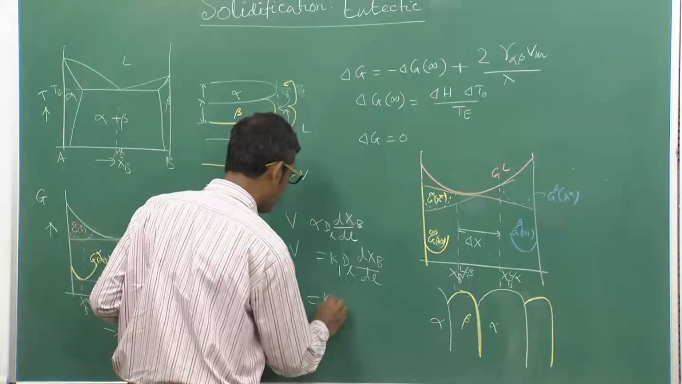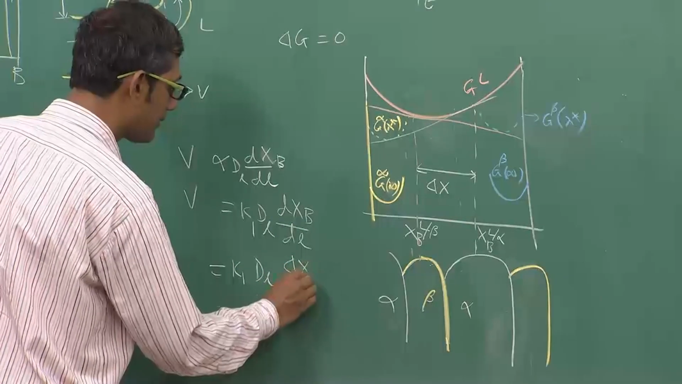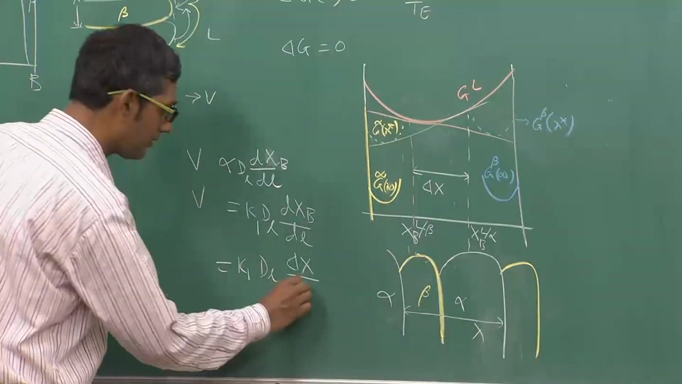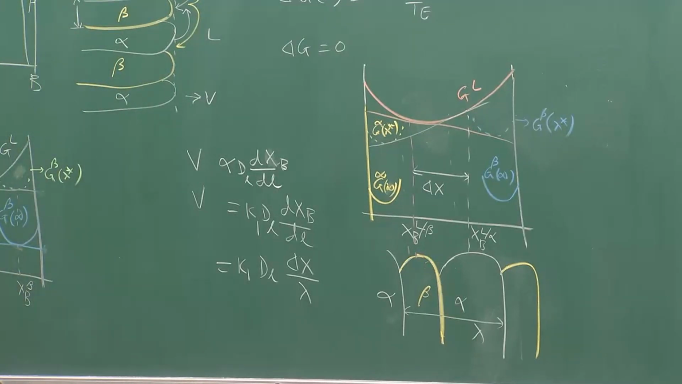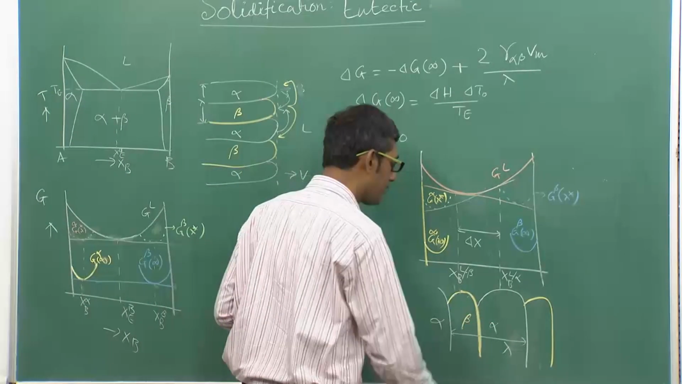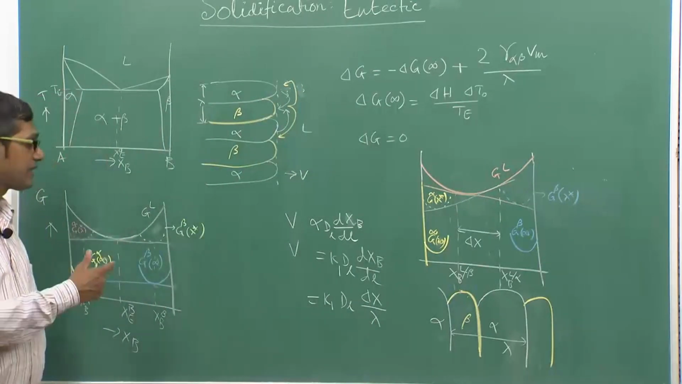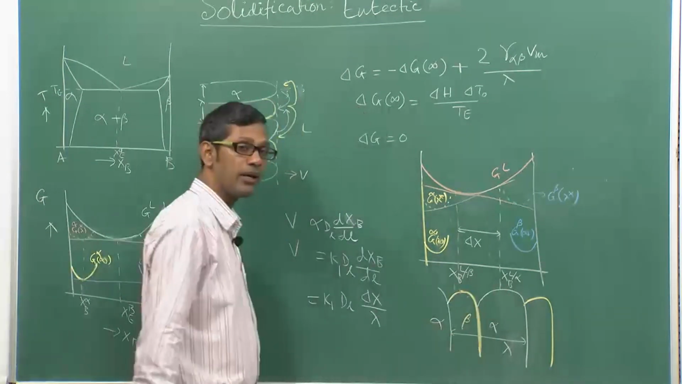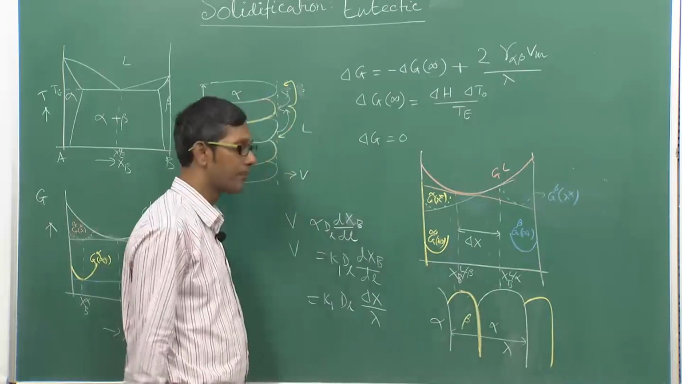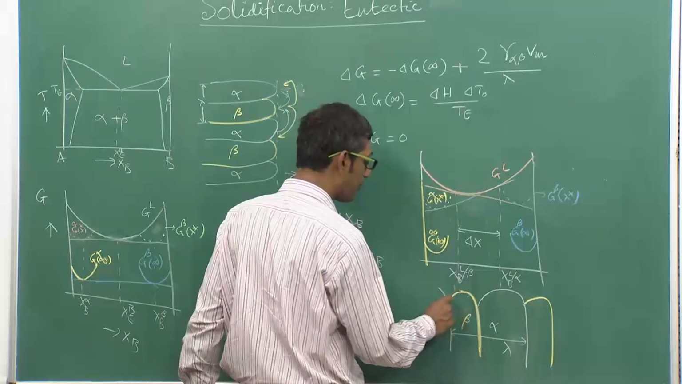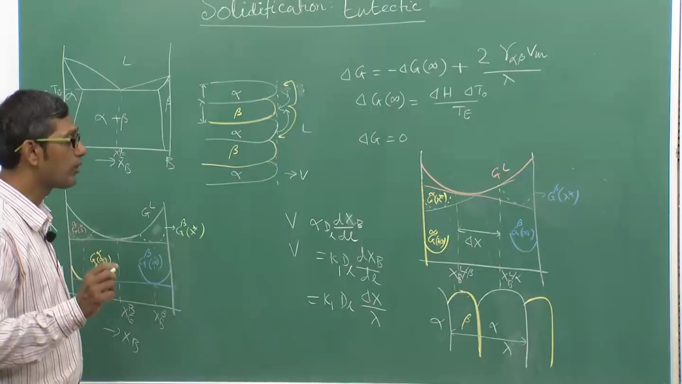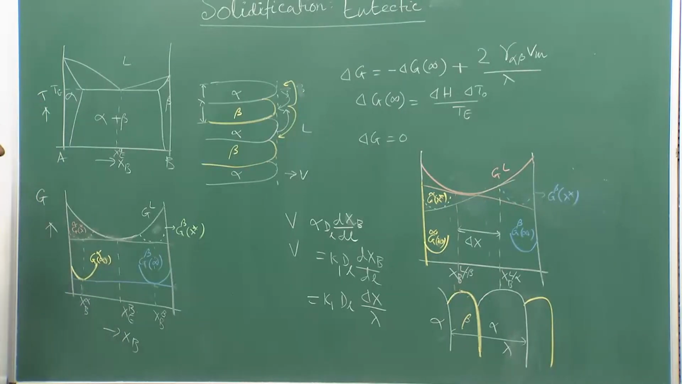So we can write this equal to K1 D_L delta x by lambda, as we have drawn here. We can always assume that the diffusional distance is basically equal to lambda. Remember, this is not an exactly correct expression. Why? Because the compositional values will depend upon the exact value of lambda. Not only that, they will depend upon where exactly we are lying, here or there, wherever. It depends on the exact location of the interface. We are not doing that because we are doing an order of magnitude calculation.